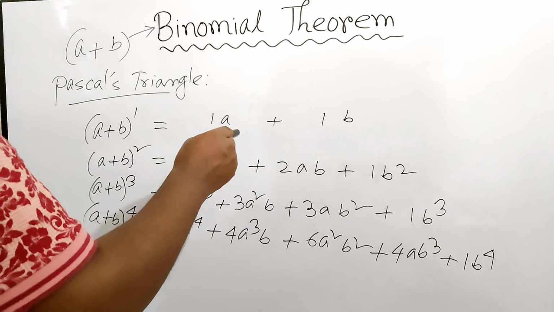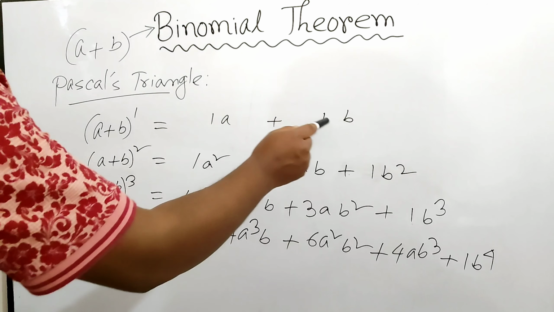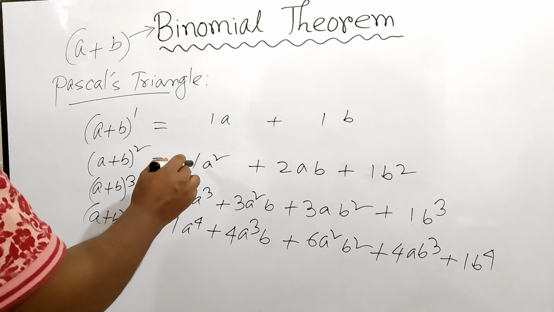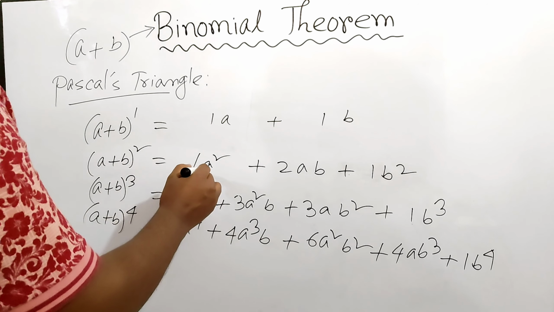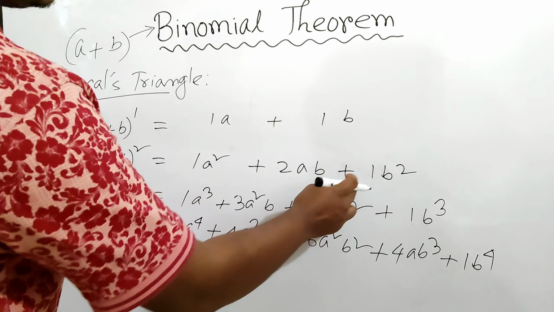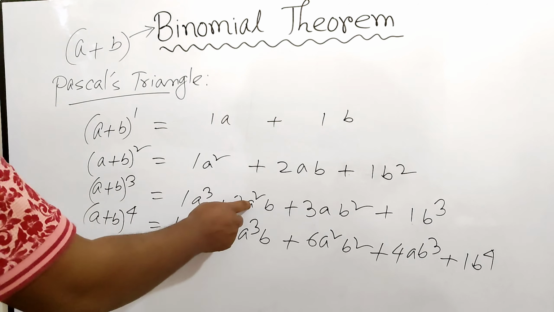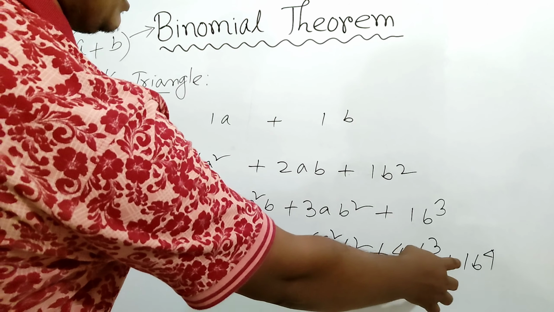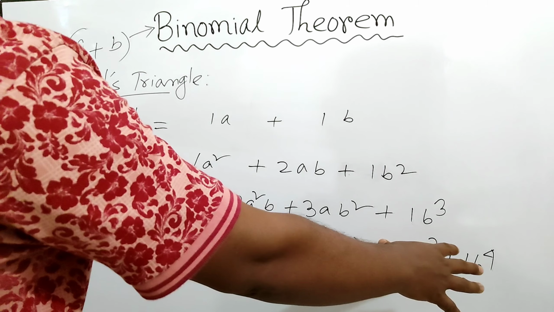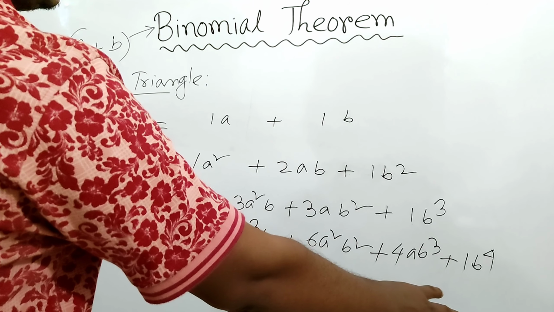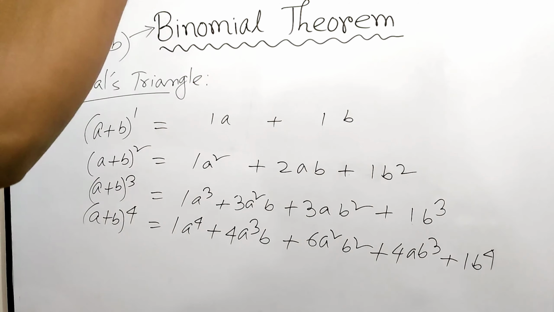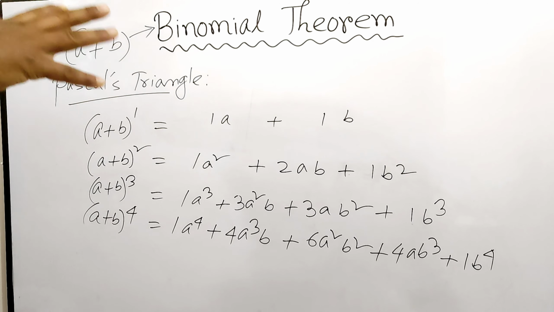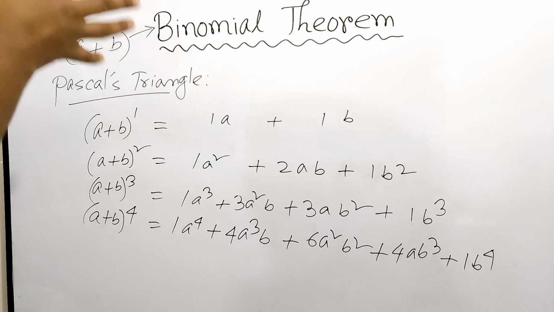How? If you look at 1 and 1, adding 1 plus 1, the middle term is 2. Then 1 plus 2 is 3, again 2 plus 1 is 3, then 1 plus 3 is 4, 3 plus 3 is 6, and 3 plus 1 is 4. And I told you that the first and last term coefficients are always 1. Now I'll show these coefficients in a triangle form, that is called Pascal's triangle. For finding the expansion of a given binomial, we can use Pascal's triangle.